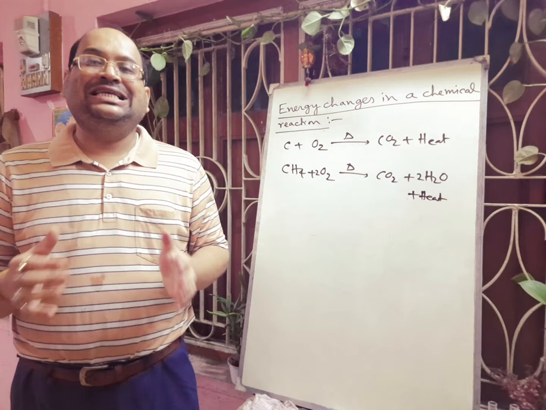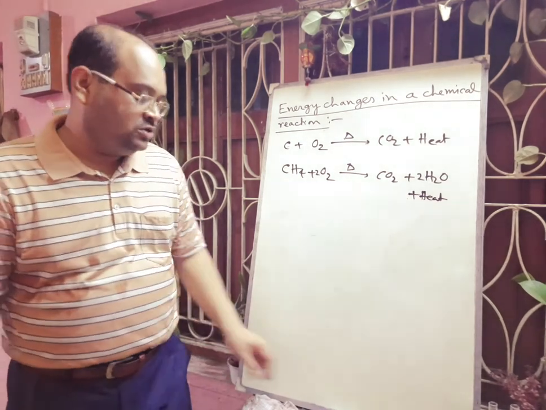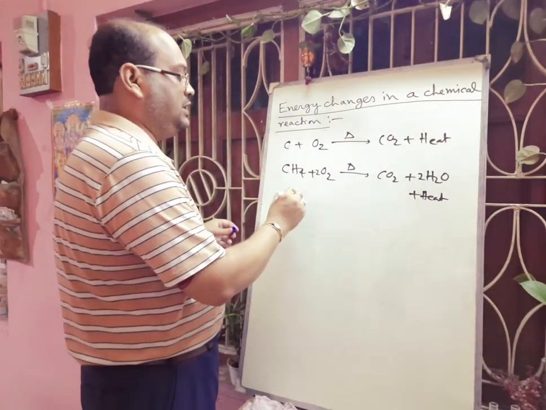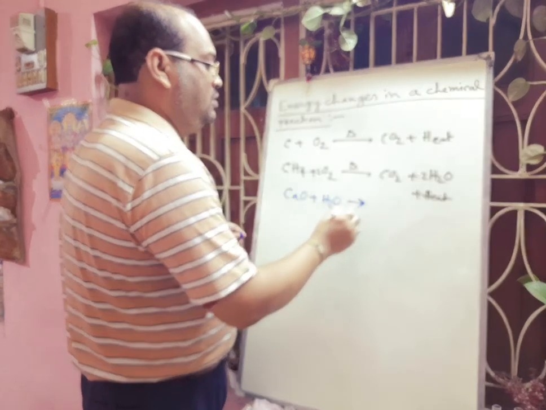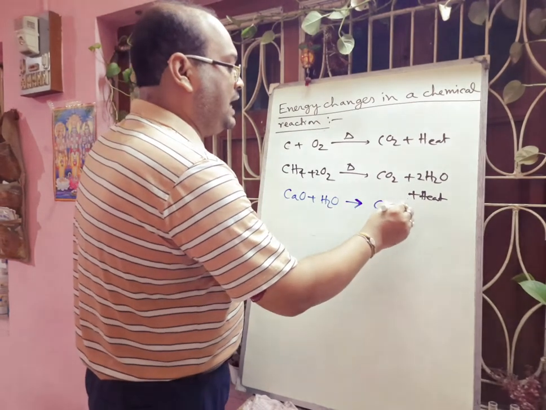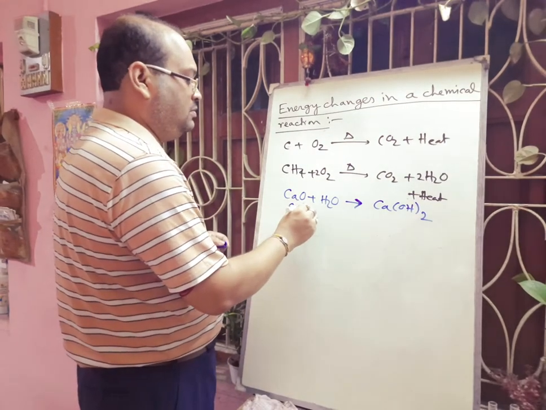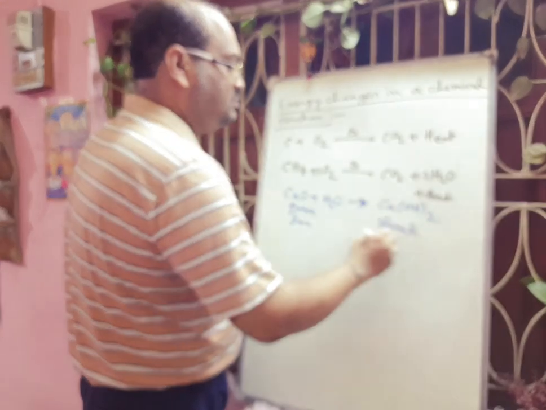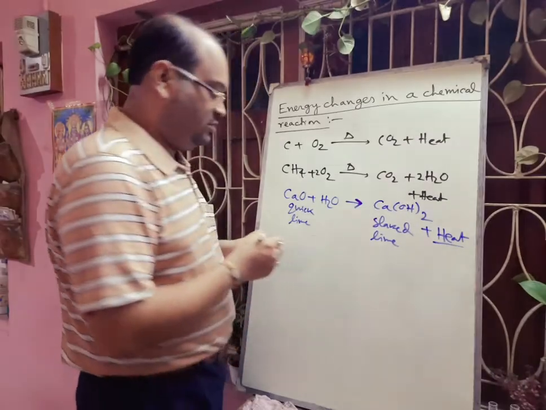Now when water is added to quicklime, a lot of heat energy is produced. So what is the formula of quicklime? Quicklime is nothing but calcium oxide. So here if you add water, definitely it will do some chemical reaction. There will be formation of calcium hydroxide, and this is called quicklime, and this is called slaked lime. Plus there will be formation of a huge amount of heat.